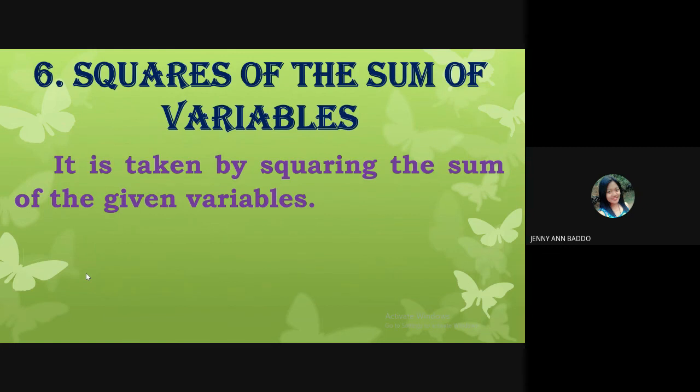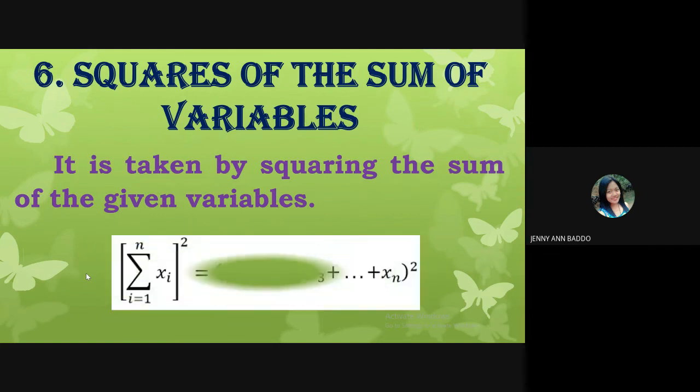Next property, we have the square of the sum of variables. It is taken by squaring the sum of the given variables. So we have the square of the summation of x sub i, where i ranges from 1 to n. Take note, in this property, we have to add first before we square. The previous property is taken by squaring each value of x sub i before adding.